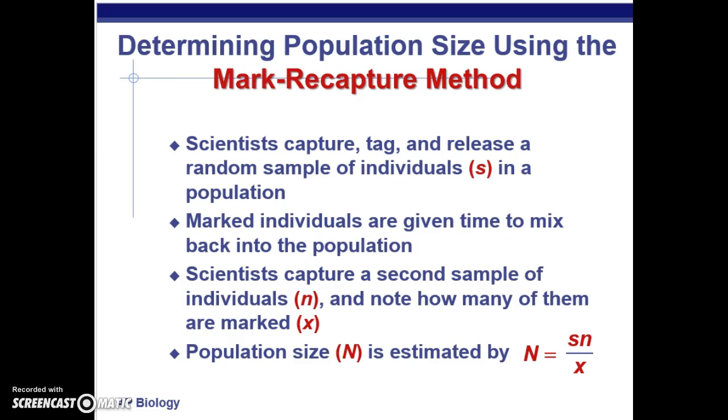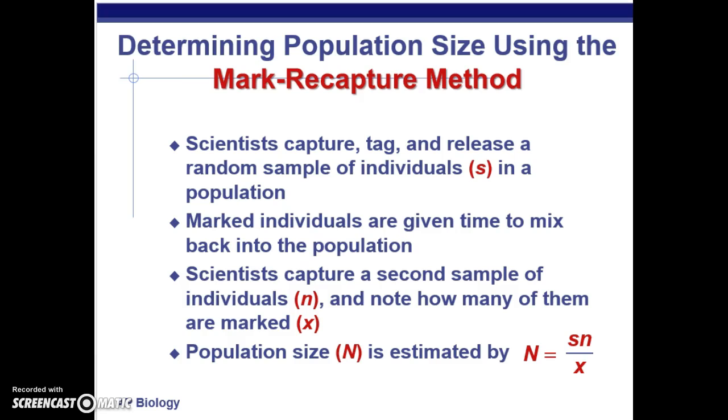Another animal that is tagged a lot in this area are mountain lions. So we keep track of them in our community, in our ecosystem here in the central area of the East Bay. So we represent that random sample of individuals with a small letter S.